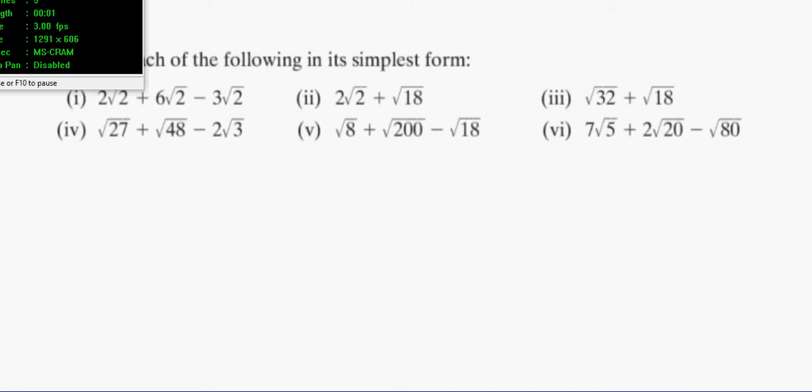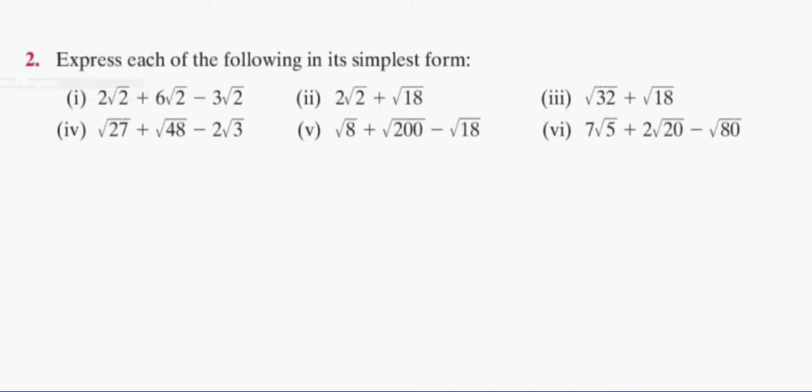Now, the first thing you need to learn about surds is how you add surds. So for question 2, part 1, just imagine that was 2x, 6x, and 3x. What would the answer be? 5x, wouldn't it? Surds are no different. So what do you think the answer is to the first part? The first answer is 5 roots 2.